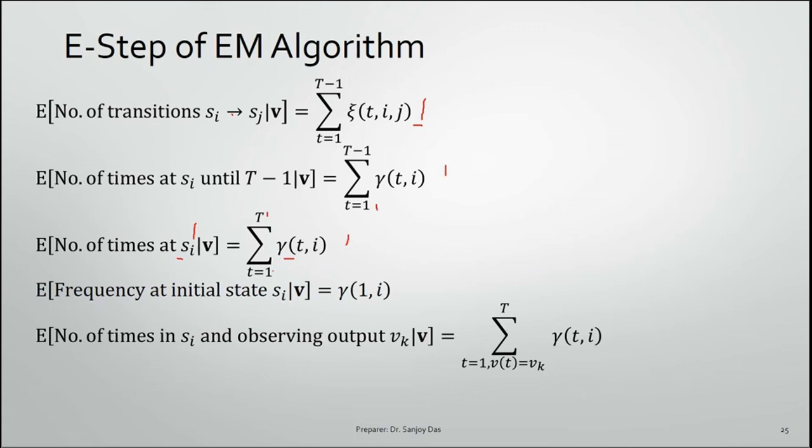The frequency of initial state Si given V is gamma 1i, and the expected number of times in state Si and observing output Vk given the output sequence V is the summation of t equals 1 through T, only when Vt equals Vk. Only for the time steps where Vk was the output, of gamma Ti. So that's the E step of the EM algorithm.